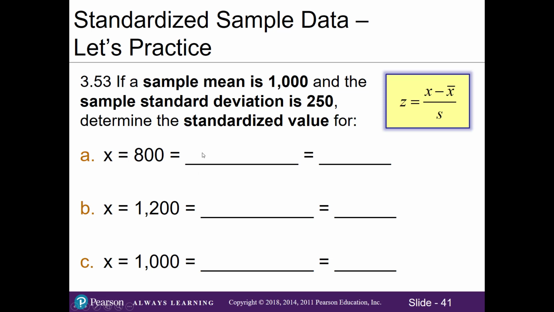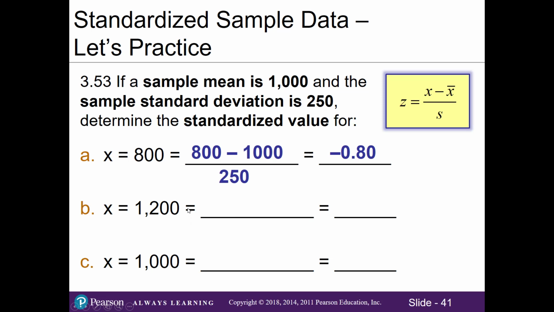So plugging that into our formula, we'll first take our x of 800 minus our sample mean of 1,000 and then divide it by our standard deviation of 250. When we plug that into our calculator, we get negative 0.8. In other words, 800 is negative 0.8 standard deviations below the sample mean.